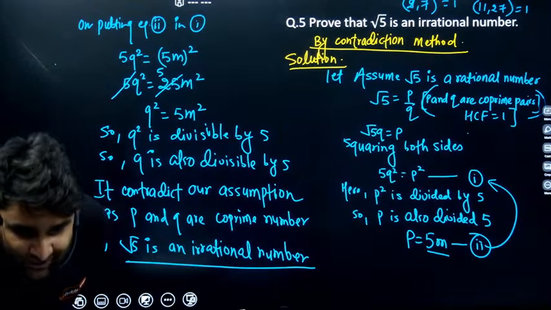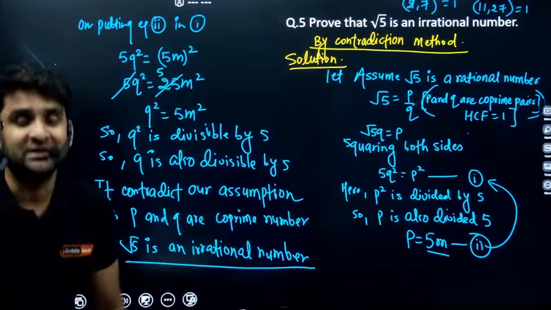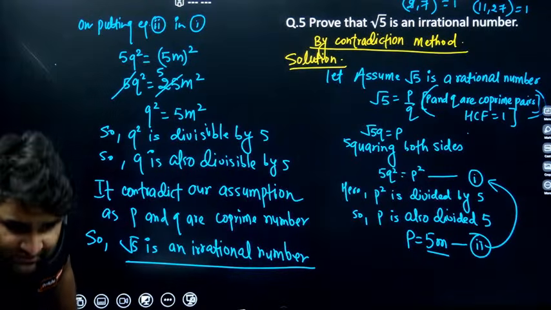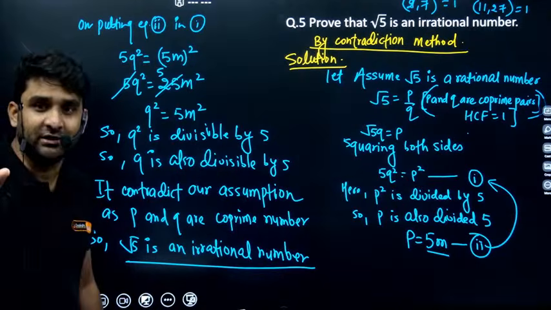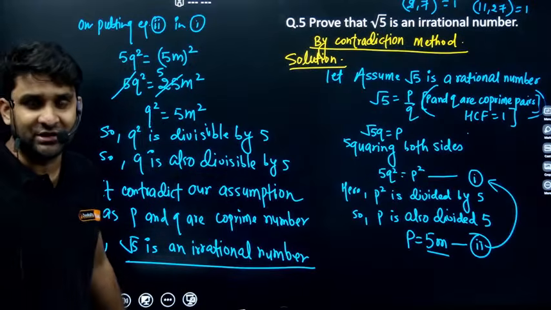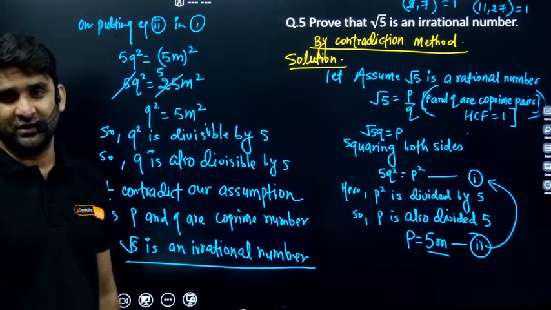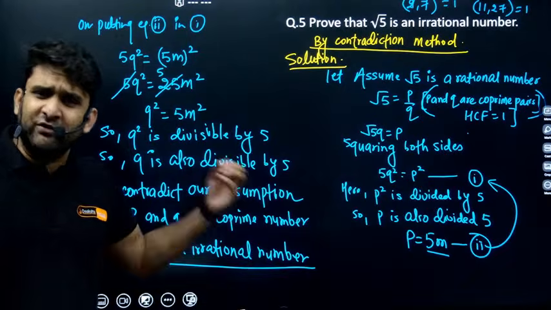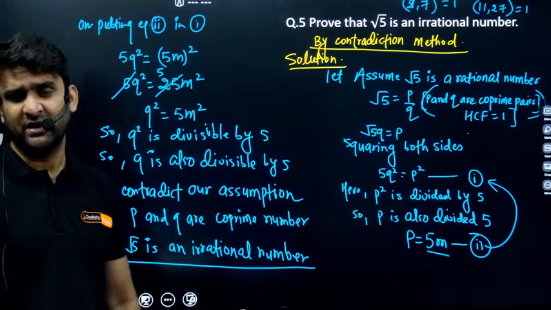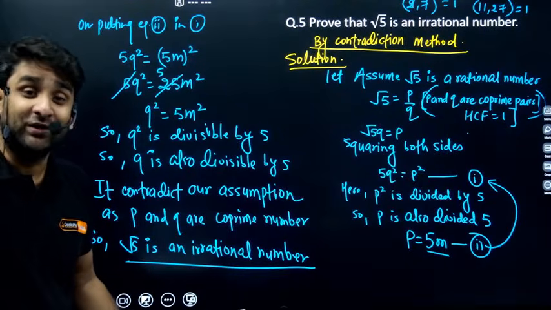Thank you, sir. Why do we need to assume root 5 is rational? Listen, Selton. I don't know your name. The question is: prove that root 5 is an irrational number. This question is very bad, I would say. Everyone in the world knows root 5 is an irrational number. Everyone knows. But we have to prove it, right? So we have to prove.